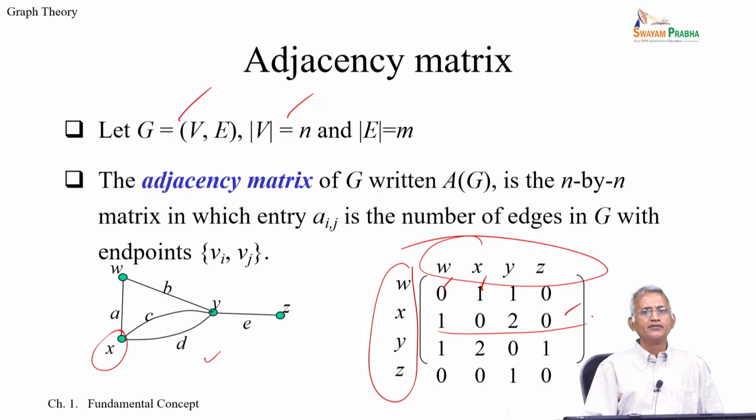Similarly, go to Y. Y is connected with W, yes, 1. Y is connected with X 2 times, 2. Y is connected with Y, no, 0. And then Y is connected with Z, yes, 1. Similarly, you go to Z. Z is connected with W 0, Z is connected with X 0, Z is connected with Y 1, Z is connected with Z 0.